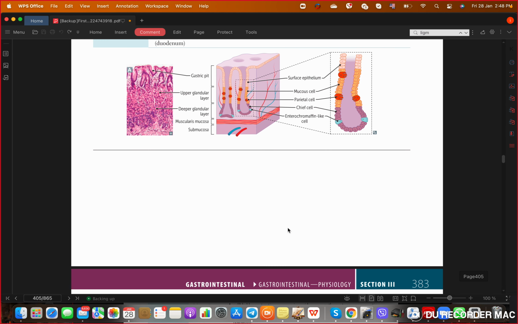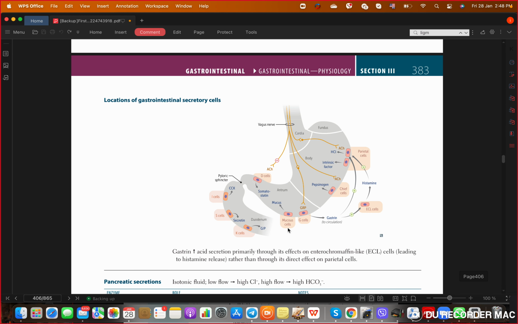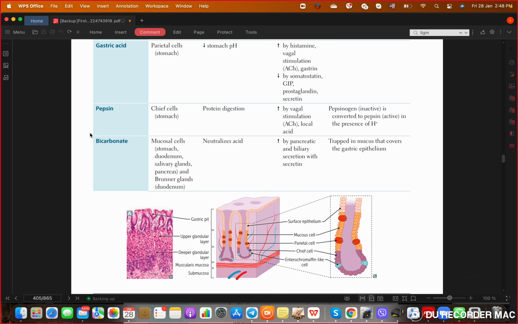Yeah, doc. The secretin and the cholecystokinin. Yes. The last one is bicarbonate. It can be in the mucosal cells of the stomach, duodenum, salivary gland, pancreas, and the Brunner glands in the duodenum.